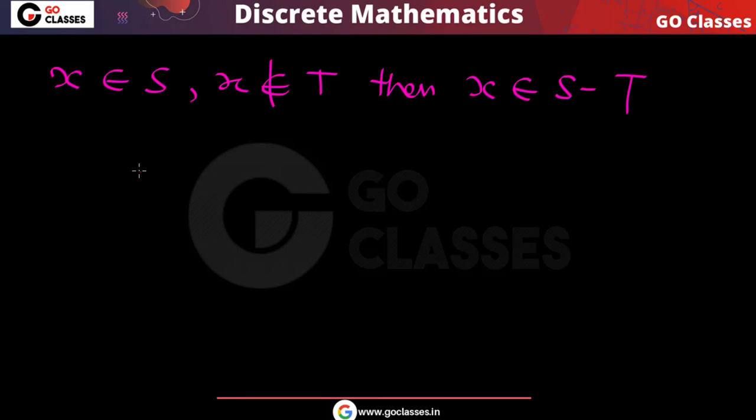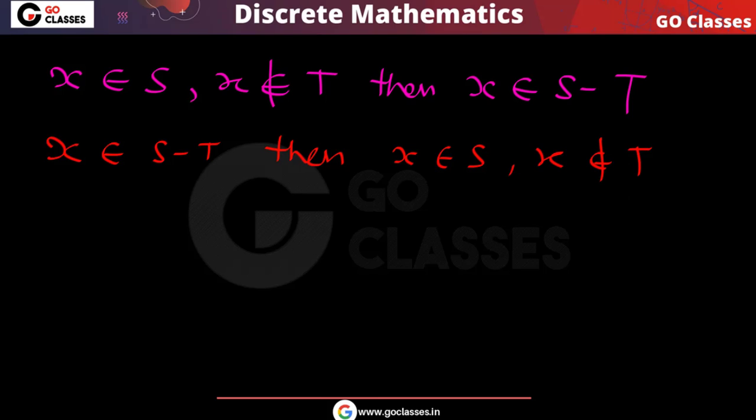Then definitely X belongs to S minus T. And the reverse direction is also correct. If X belongs to S minus T, then I can definitely say that X belongs to S, and I can say that X does not belong to T. Okay, what about if I know that X does not belong to S, then what can I say?